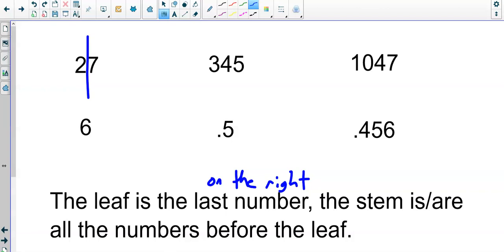So if I look at 345, this is the rightmost number. Cut it. 34 is your stem. 5 is the leaf. Try these other 6. See what you think.